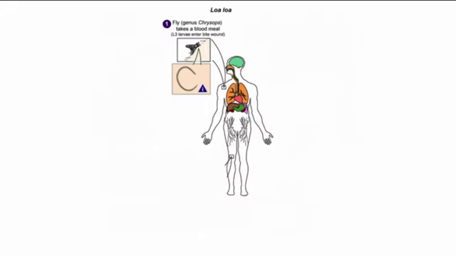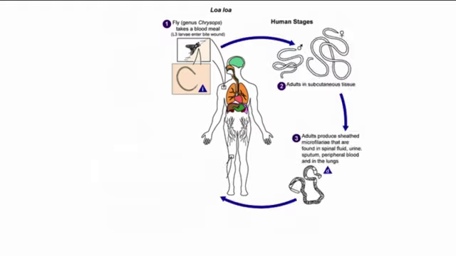So actually, class, the life cycle of Loa loa is much similar to the other filarial worms that we have discussed earlier, Wuchereria bancrofti and Brugia malayi. It's just that they differ in two things. They differ in the vector and in the habitat of the adult parasite. So once the L3 filariform larvae is already in the bite wound, it will penetrate the skin, and that's the time that it will start the human stages.